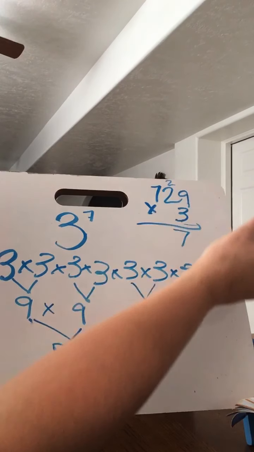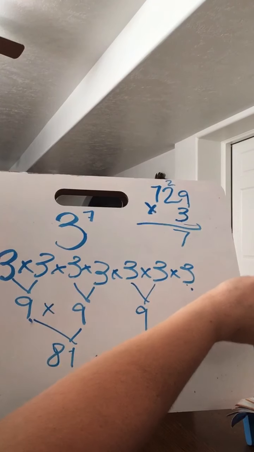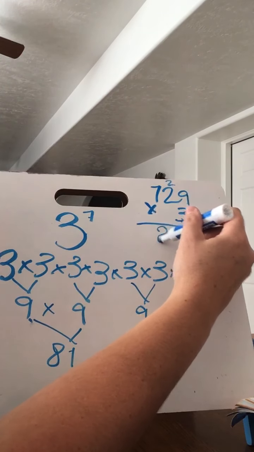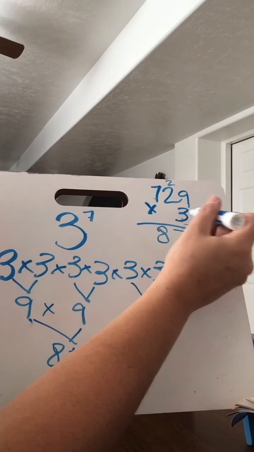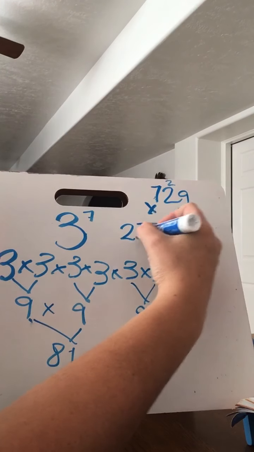I'll put the 7 down here. Carry the 2. Now Mr. 3 is going to visit Mrs. 2. So 3 times 2 is 6. Add the 2, that's 8. And now Mr. 3 is going to go talk to Mr. 7. So 3 times 7 is 21. So that's the final answer.